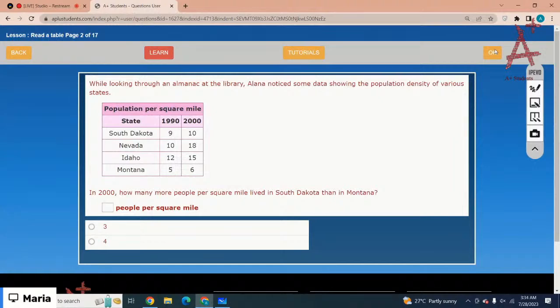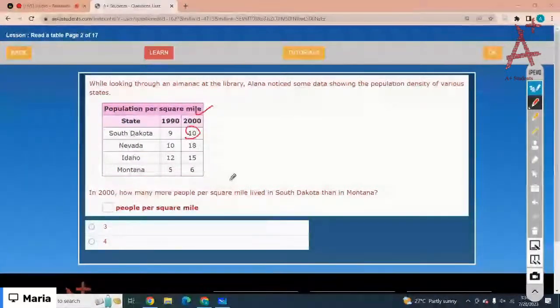In 2000, how many more people per square mile lived in South Dakota? Here is the 2000 column. And in South Dakota, you have 10 people, and in Montana, you have 6. How much more? You just have to take 10 take away 6. So 10 take away 6 equals 4. That means in 2000, 4 more people per square mile lived in South Dakota than Montana. Okay, so the correct option is 4.